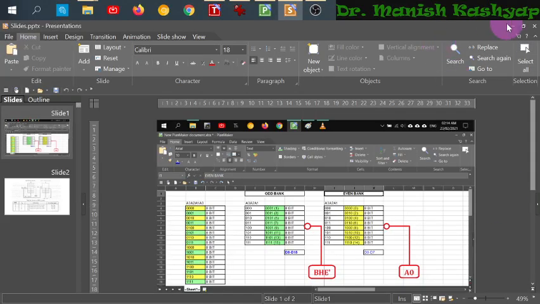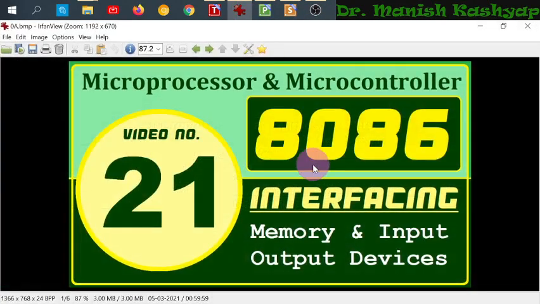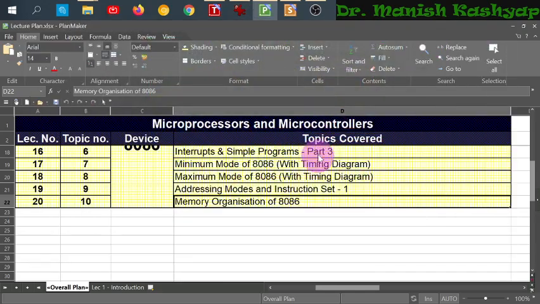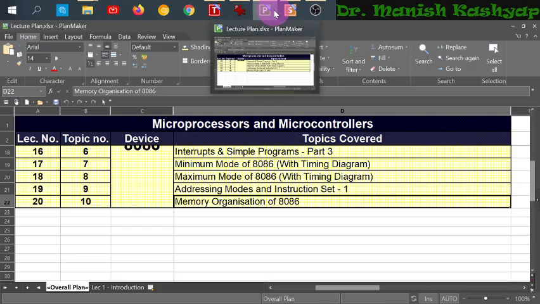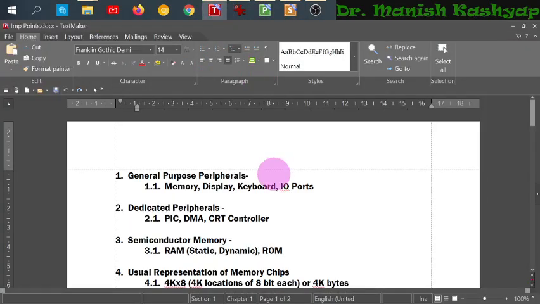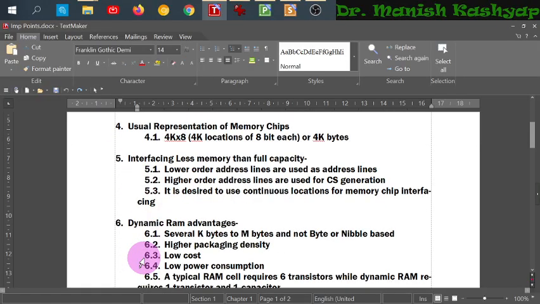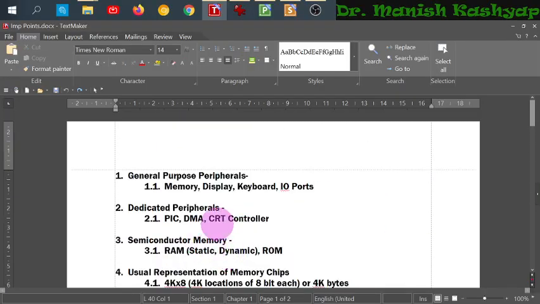So let me just come to today's lecture. In today's lecture, as we have already said, we are going to study the interfacing of memory and input-output devices, right? So let me quickly begin by pointing out some important points about this interfacing. First of all, peripherals are of 2 types. I have written several points here. We will discuss these points one by one, and we will see the relevant diagrams also. So let's discuss these first 2 points first.